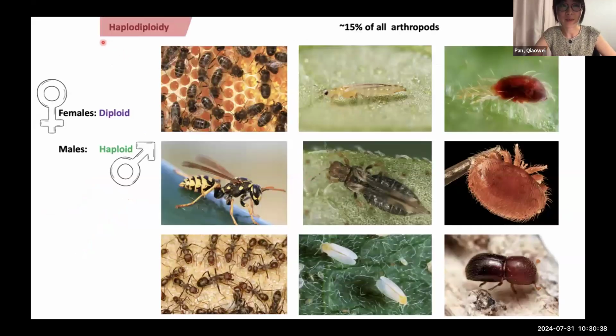One of them is called haplodiploidy. Under this system, females are the diploid ones. They develop from fertilized eggs and carry genetic material from both the maternal and paternal side. On the other hand, males are haploid. They develop from unfertilized eggs and inherit genetic material only from the maternal side. Haplodiploidy has evolved multiple times across different arthropod taxa, and can now be found in about 15% of all arthropods. That includes many important pollinators for human agriculture, such as bees and wasps, but also pests and disease vectors.